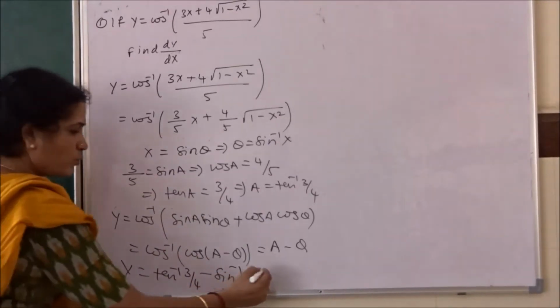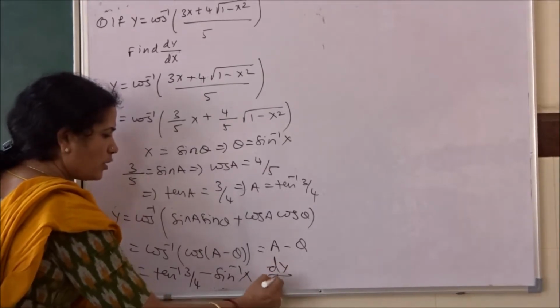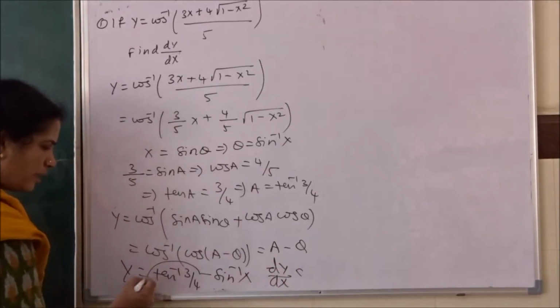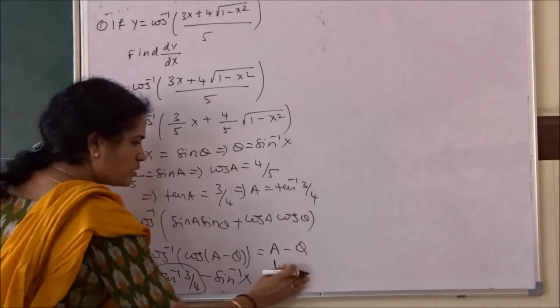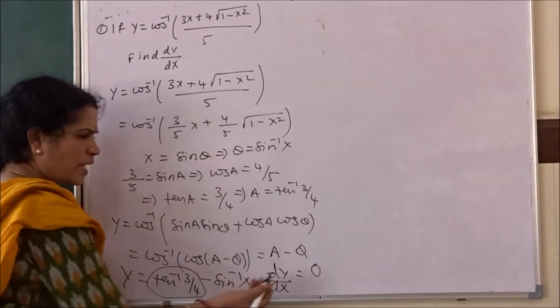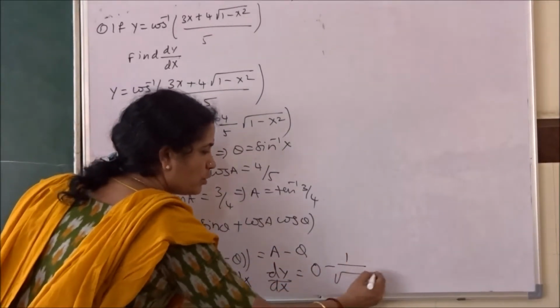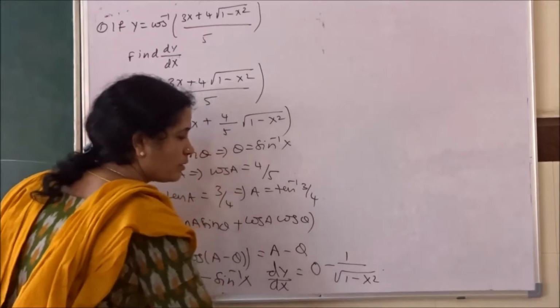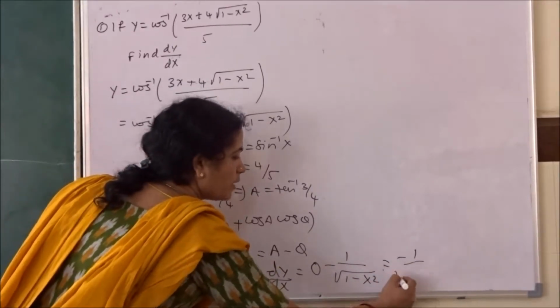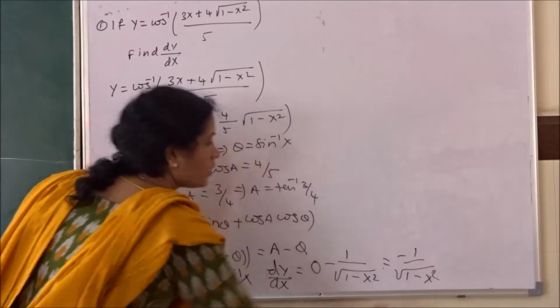Now differentiate. So dy by dx is equal to, this is entirely a constant, so it becomes 0, minus the derivative of sin inverse x, you know the differentiation is 1 under root of 1 minus x square. So the final answer is minus 1 under root of 1 minus x square. Clear to you?